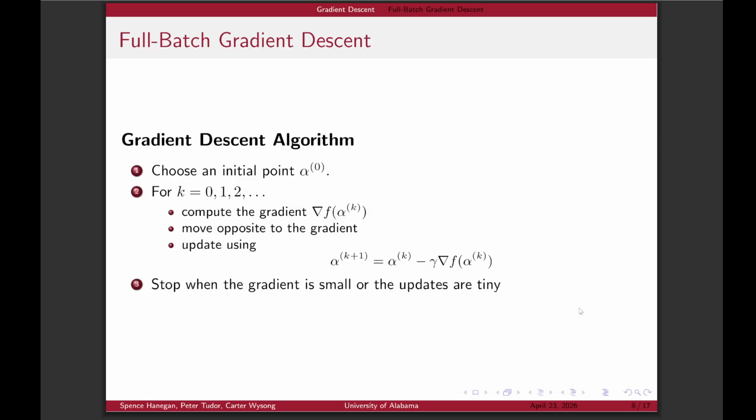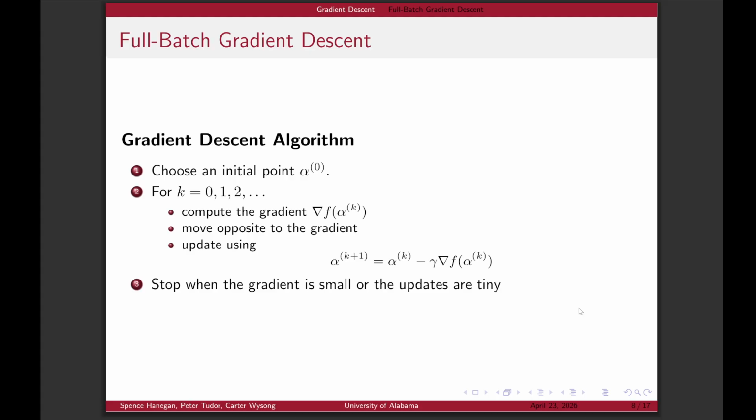Now, to talk about all the individual gradient descents that were used. First is the original gradient descent algorithm, full batch. An initial point is chosen, alpha sub naught, and for k equals 0 to the number of iterations chosen, the gradient is computed, and the function moves in the opposite direction of the gradient. The update is, as mentioned earlier, where alpha of k plus 1 equals the previous location minus gamma, which is the step size, times the gradient at that previous location.